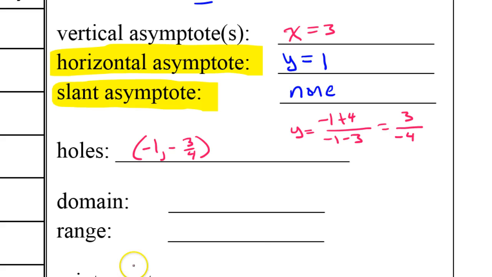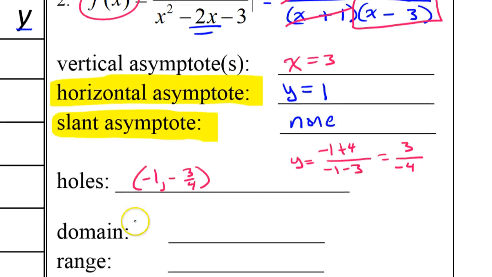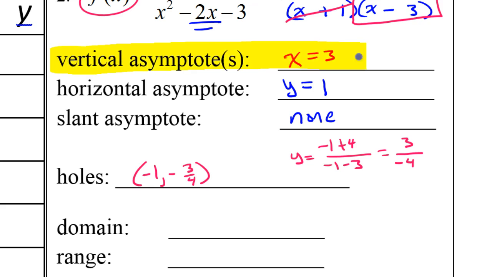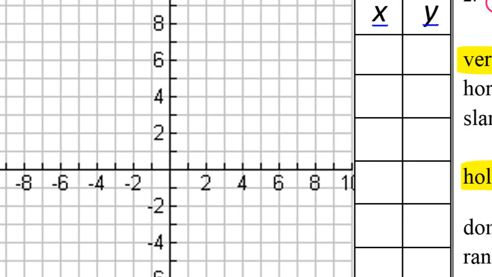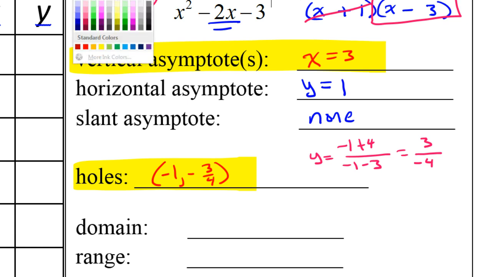Now the domain is next. So for the domain, all I need, let me highlight what I need for the domain. Alright, for the domain, all I need to know is what are the vertical asymptotes and what are the holes. That's all I need to do the domain. So I'm not even going to do the whole graph. I'm not going to plot all these points until after I say the domain, just to emphasize to you that I don't need it.